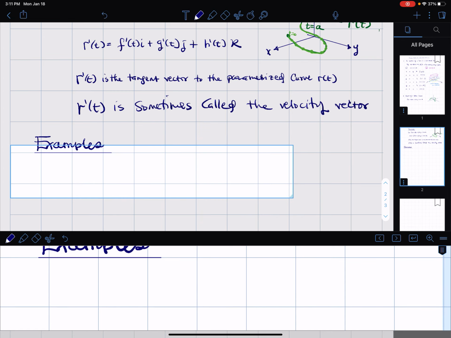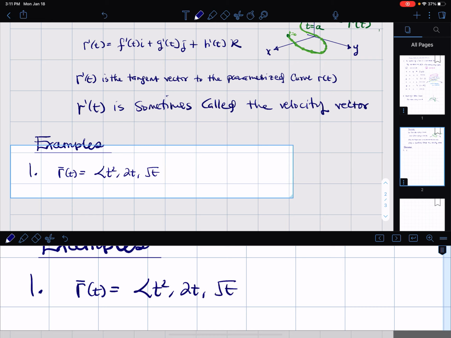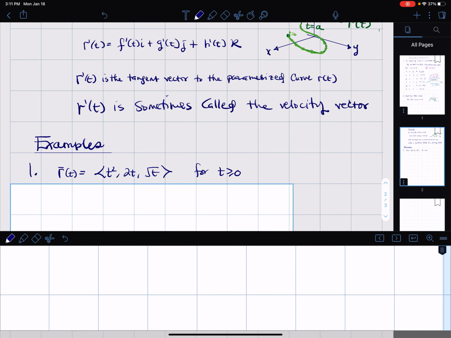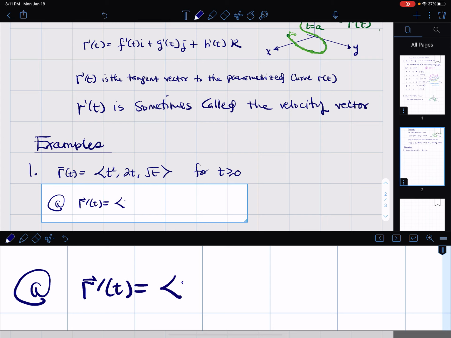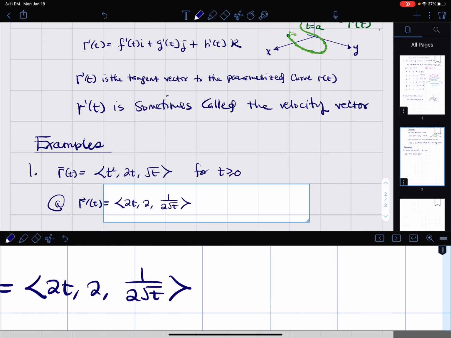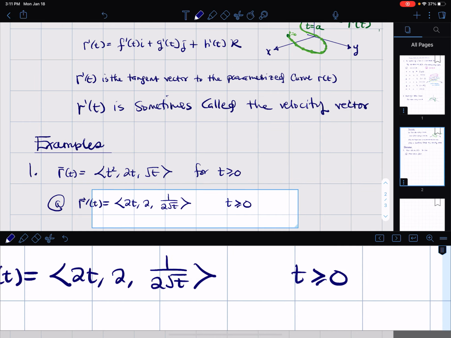The first example: we have r of t equals t squared, 2t, square root of t, for t greater than or equal to 0. T goes from 0 to infinity. Let's find the derivative. The derivative is going to be 2t, 2, and then 1 over 2 square root of t. And t still goes from 0 to infinity.